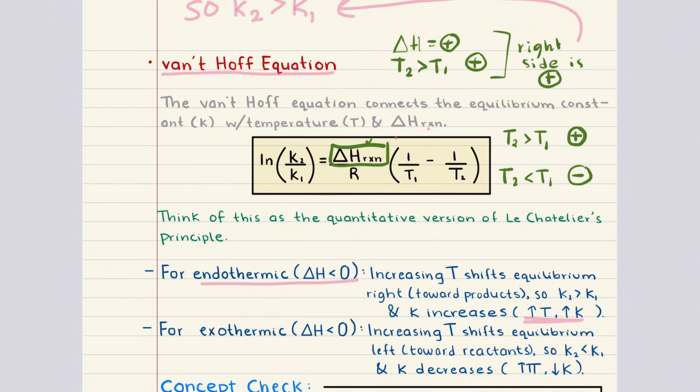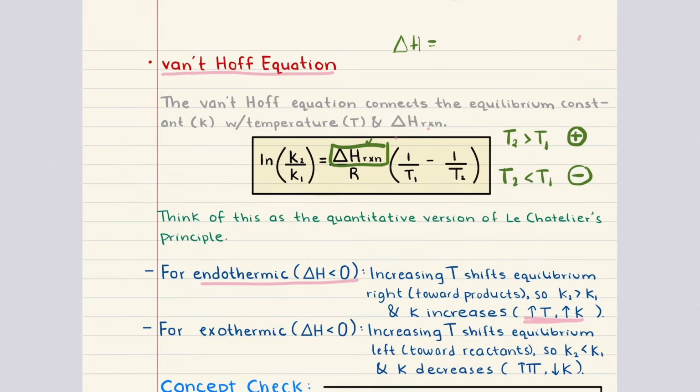If delta H is negative, meaning the reaction is exothermic, then the opposite happens. Raising the temperature makes the right-hand side negative. If the right-hand side of the equality is negative, then for the natural log of K2 over K1 to also be negative, K2 needs to be smaller than K1. In other words, heating favors reactants for exothermic reactions. You can apply the same logic to see that cooling an exothermic reaction does the opposite. It makes K2 greater than K1, and therefore the reaction favors the products.